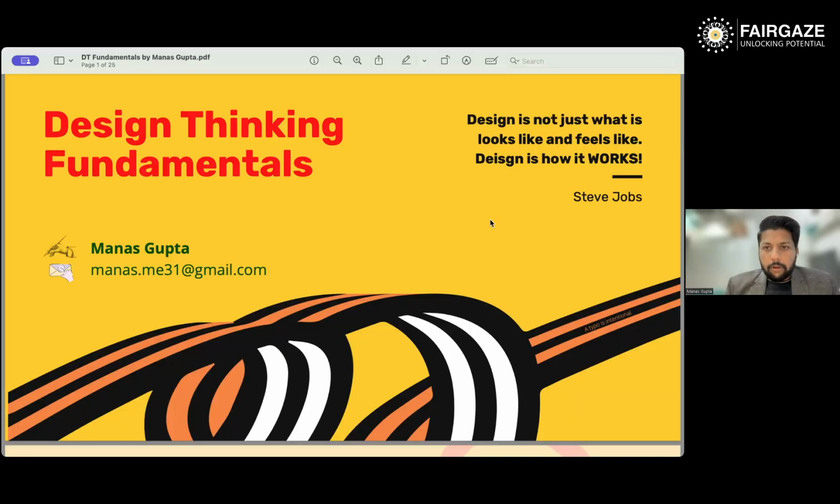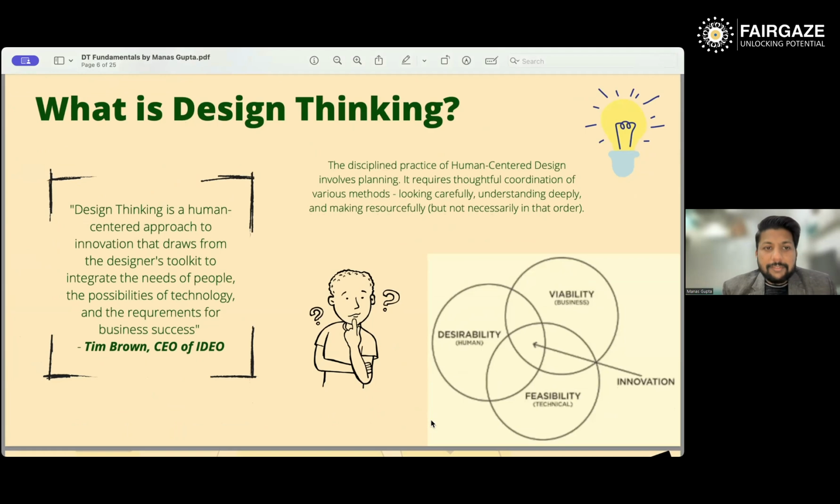So if I talk about design, as per Steve Jobs, and I think we all know who Steve Jobs is, design is not just what it looks like and feels like. Design is how it works. What is really design thinking in a nutshell? Design thinking is a human-centric approach to innovation that draws from designer toolkits to integrate the needs of people, possibility of technology, and the requirements for business success.